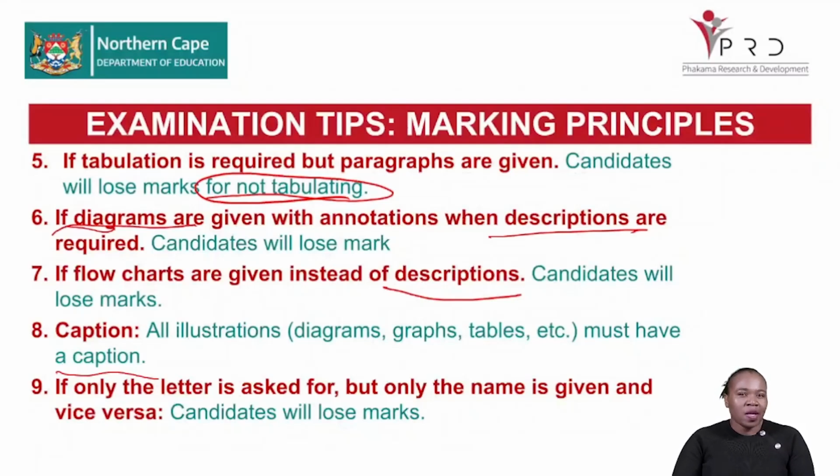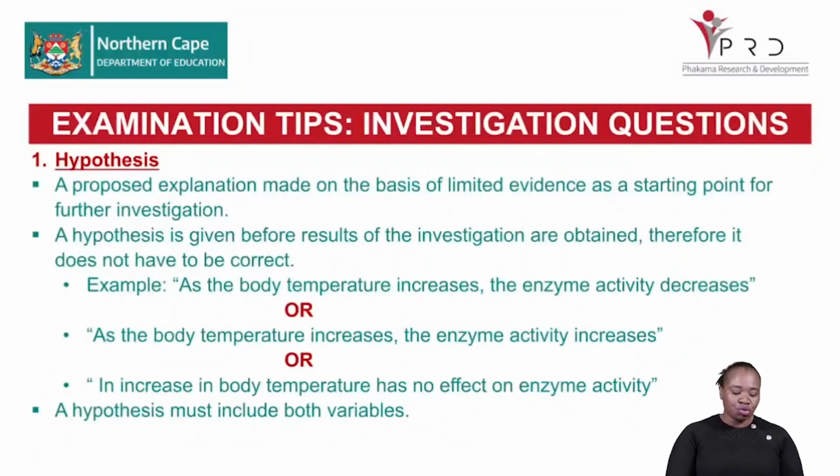Usually it's 4 marks, 5 marks: 1 for the heading, 1 for the correct diagram, 3 for the correct labels. So make sure that you label your diagrams. If only the letter is asked for, but only the name is given, and vice versa, candidates will lose marks. As much as we can see that you know the name, we want to know that you can identify it on the diagram. So if they say label it, do not give the name. If they say give the letter and not the name.